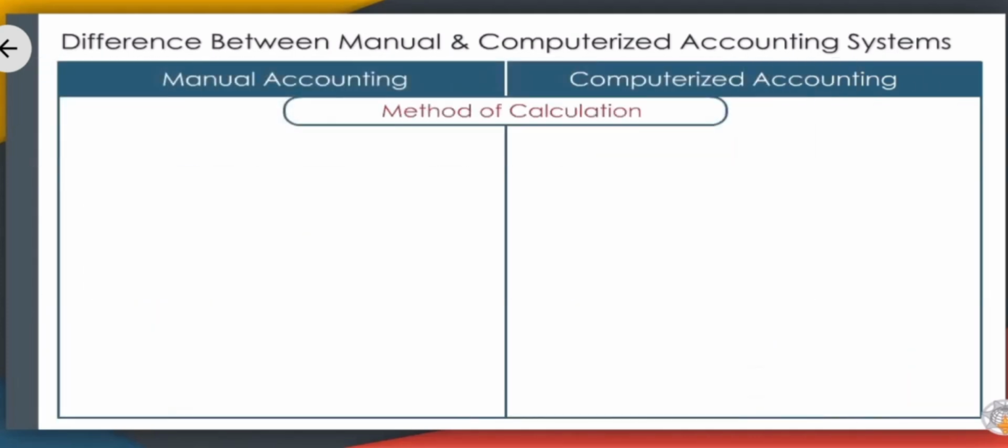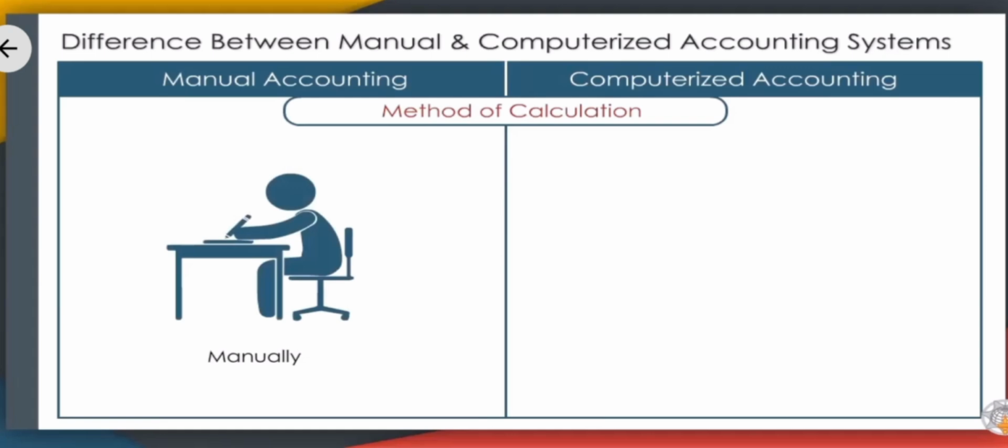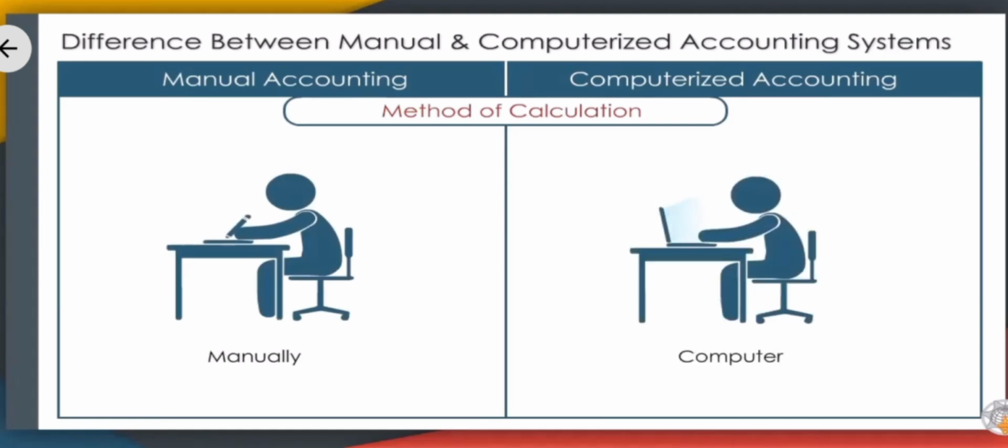Method of calculation. In the manual system, all calculations are done manually. In the computerized system, operators record the transactions in a database on a computer. All calculations are done by the computer system. There is no need to calculate the balance of each account. It is automatically calculated by the system.